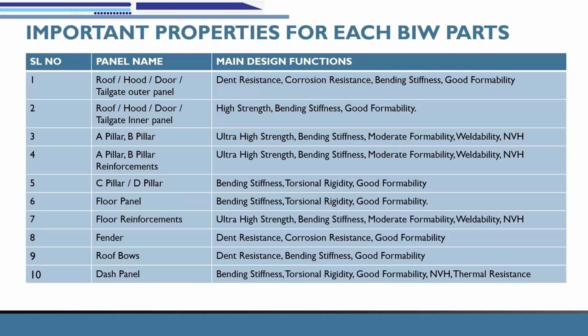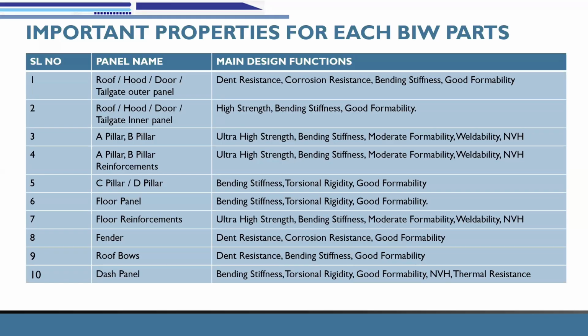In the automotive industry, we are not using the same kind of steel grade for each and every panel. The material grade and the thickness are not the same for each panel. Why are we not selecting the same grade or the same material? Because the purpose of each panel is different.